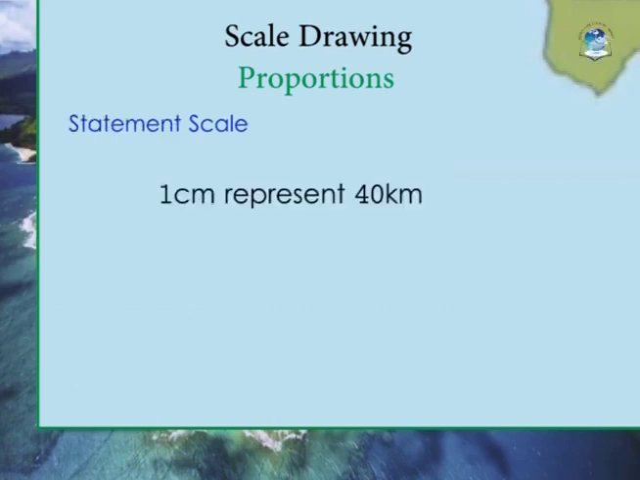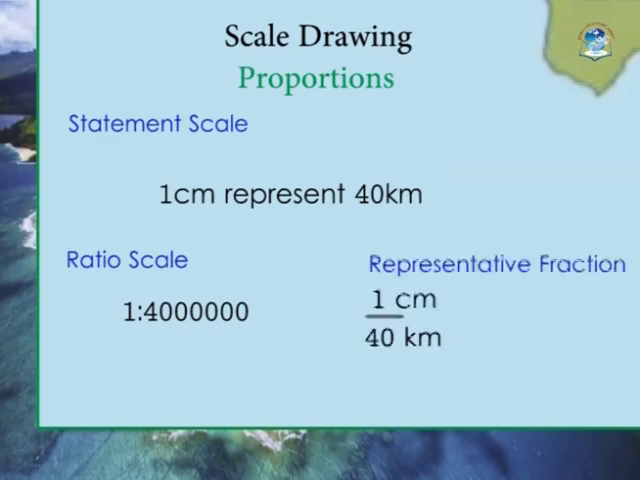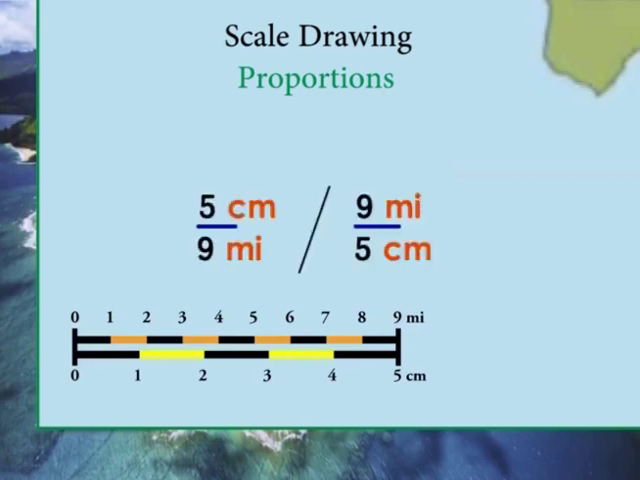We could also have a statement scale, like 1 centimeter represents 40 kilometers. Or a ratio scale. Usually in ratio scale, the units must be the same. And so for 1 centimeter represents 40 kilometers, all the units must be in centimeters. And so we shall have 1 to 4 million. We can have that in form of a fraction: 1 centimeter over 40 kilometers, or 1 centimeter over 4 million centimeters. For our map, it shall be 5 centimeters over 9 miles, or 9 miles over 5 centimeters.